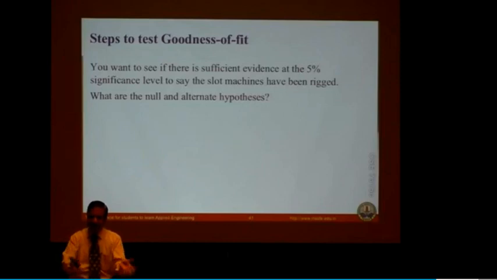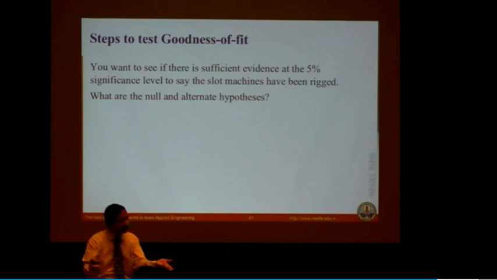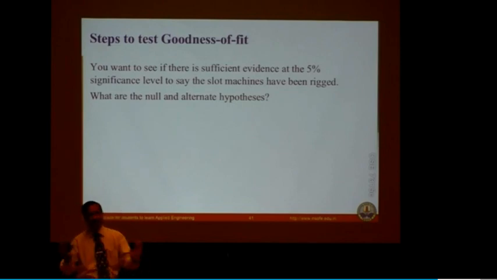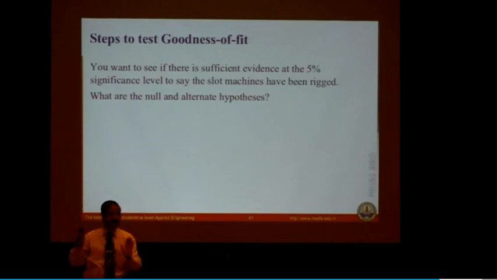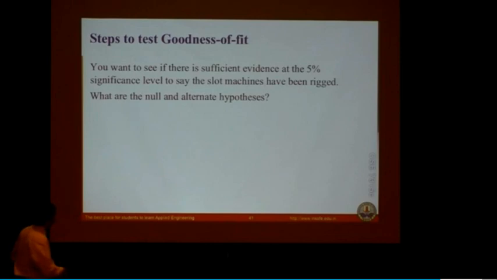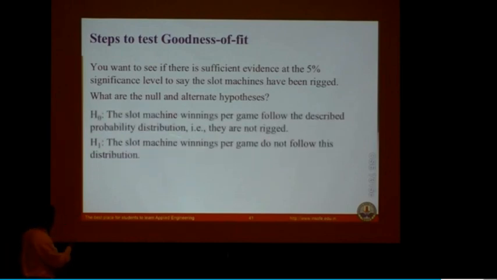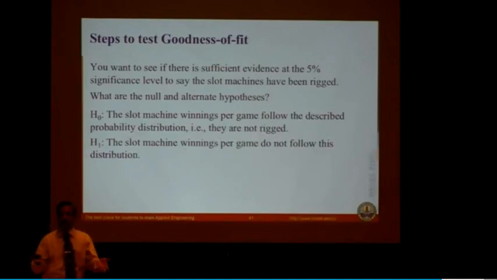Good. Default situation: unless I prove something fishy is going on, I have to assume everything is running as normal. So, null hypothesis: they are not rigged. The slot machines are behaving as designed, working as per the probability distribution that the statistician has designed. Okay? Not rigged. So what is the alternate hypothesis? Slot machines have been rigged. They are not following the probability distribution that has been designed.